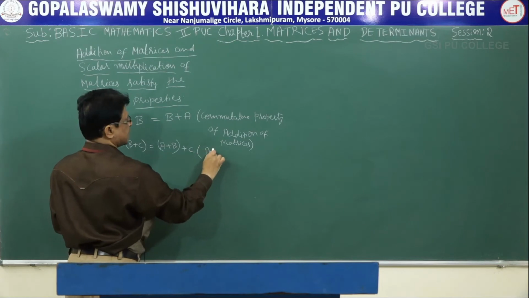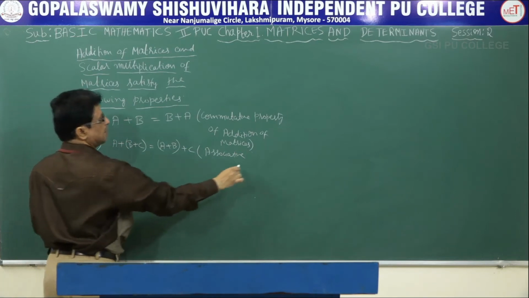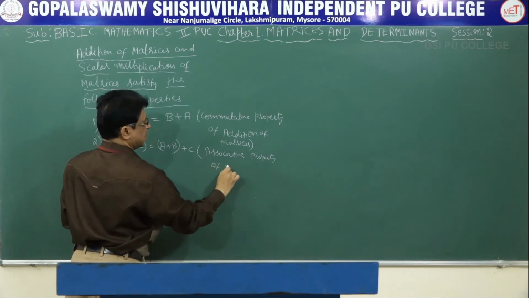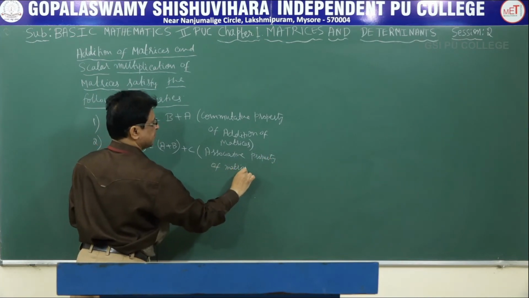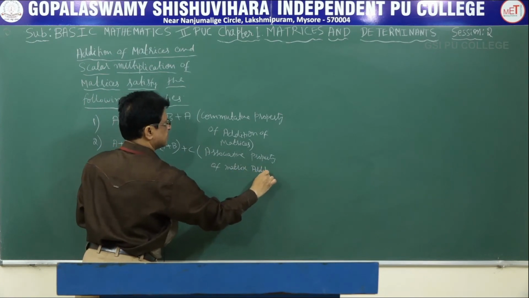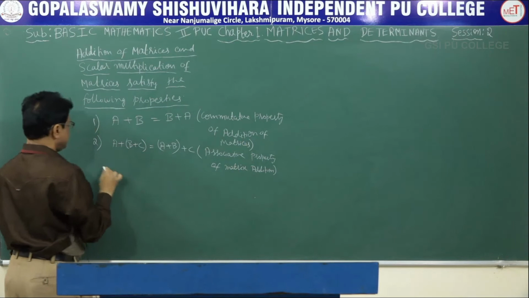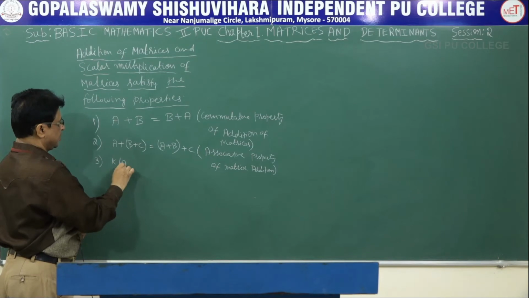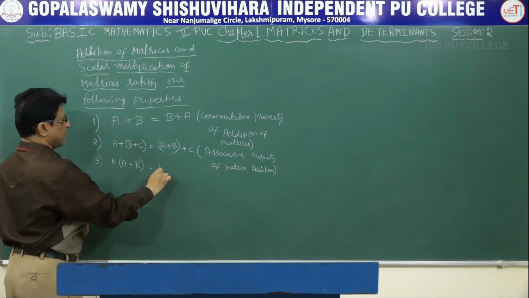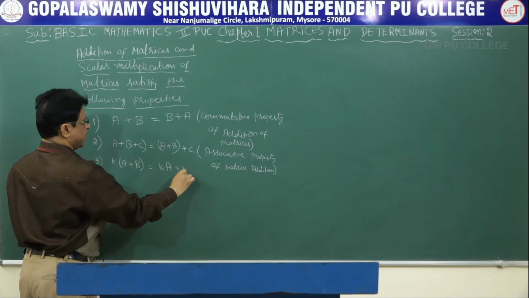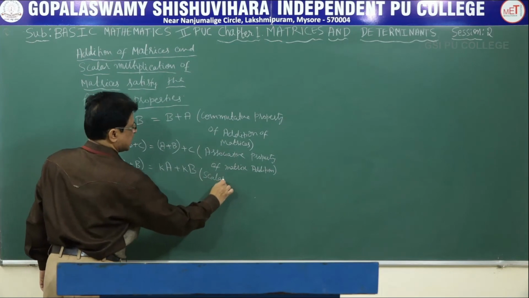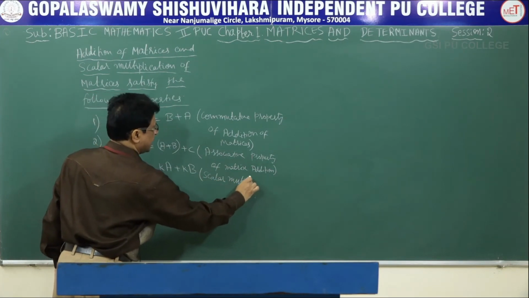So this is called the associative property of matrix addition. Next, third one, k into (A plus B) is equal to kA plus kB. This is nothing but scalar multiplication.